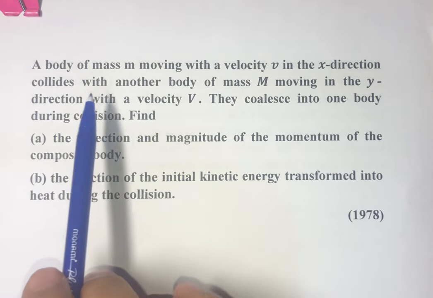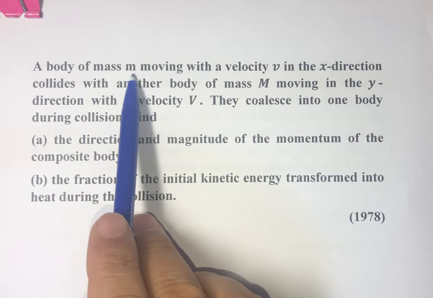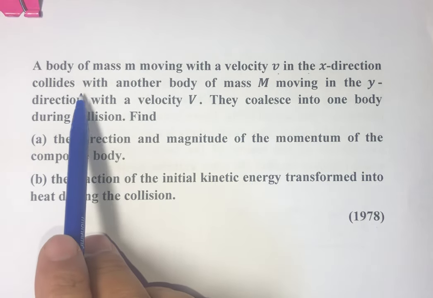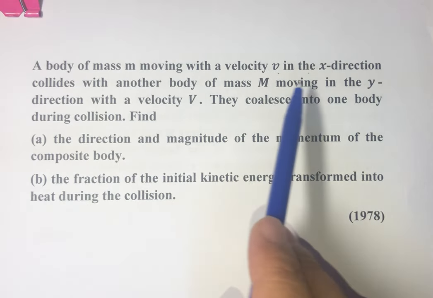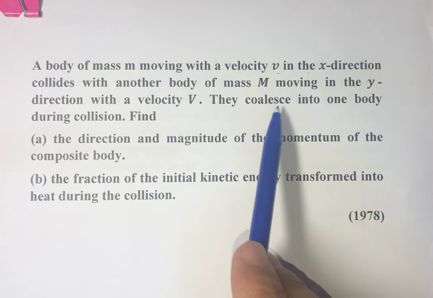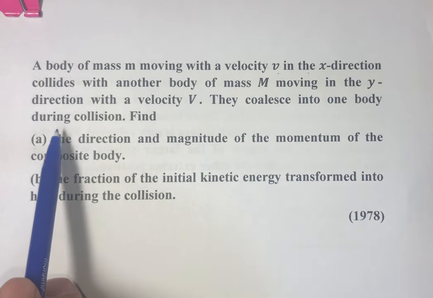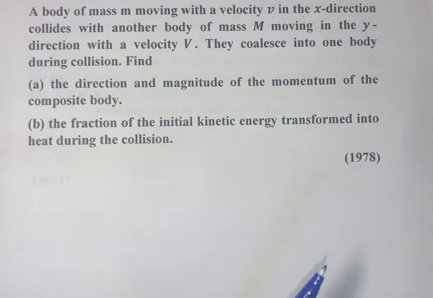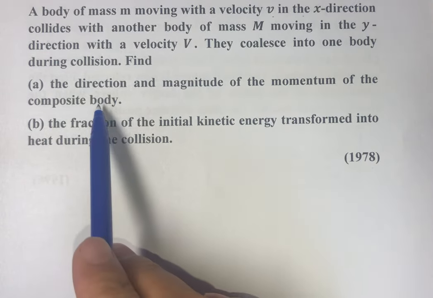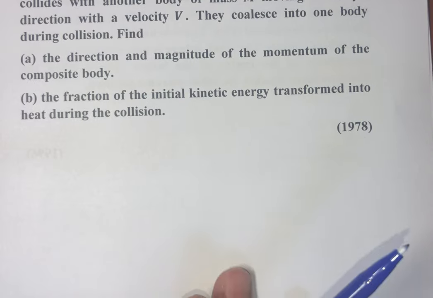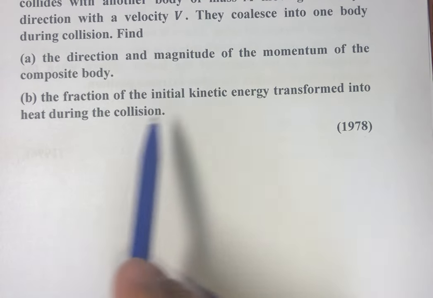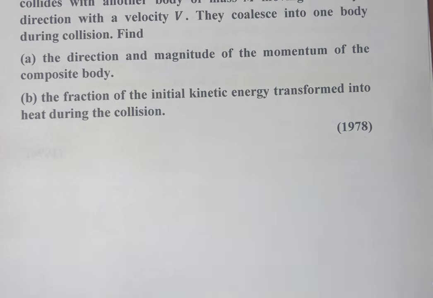Hello friends, in today's question, a body of mass m moving with the velocity v in the x direction collides with another body of mass capital M moving in y direction with the velocity of capital V. They coalesce into one body during a collision. Find part A, the direction and magnitude of momentum of the composite body, and part B, the fraction of initial kinetic energy transformed into heat during the collision.